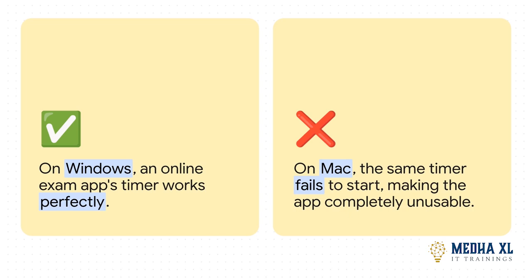So imagine you're taking an important exam online. On a Windows computer, the timer is ticking down perfectly. But on a Mac, that same timer just doesn't start. For every single person using a Mac, the app is completely and utterly useless. This is where compatibility becomes absolutely critical.